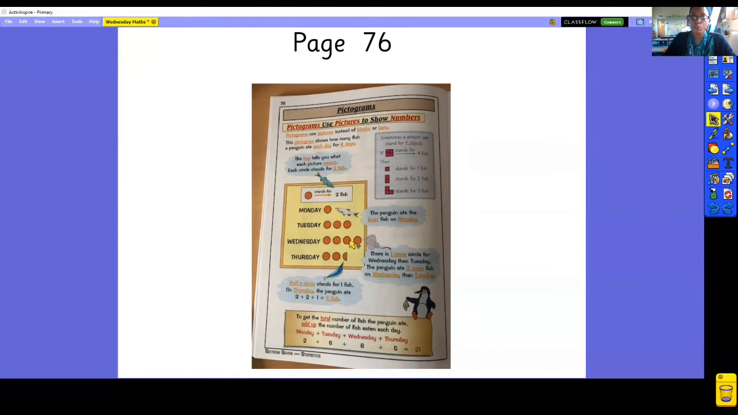You can see how in that example, the half stands for 1, which again, I do like to think the video would have shown and kind of helped to explain, which was really, really good to see. And to finish, to get the total number of the fish the penguin ate, add up the number of fish eaten each day. Monday 2, Tuesday 6, Wednesday 8, Thursday 5, and we've got good old 21.